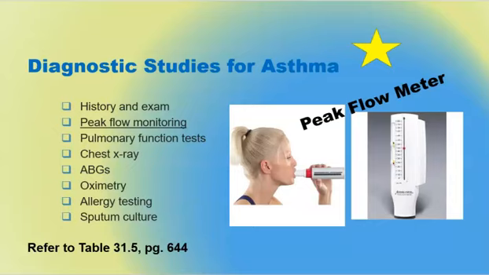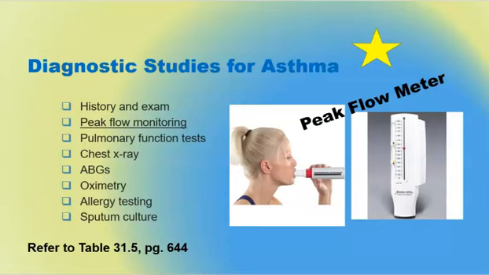And that's what this peak flow meter really does in a very easy, well, not hospital, but doctor setting. Okay, so peak flow meter and peak flow monitoring, pulmonary function tests, those are your biggies. Okay, chest x-ray, ABGs, which is, of course, arterial blood gases, oximetry, allergy testing, sputum cultures. As nurses, we need to be aware of these tests and what we need to do before and after. So please refer to the tables and the page numbers that I have here.